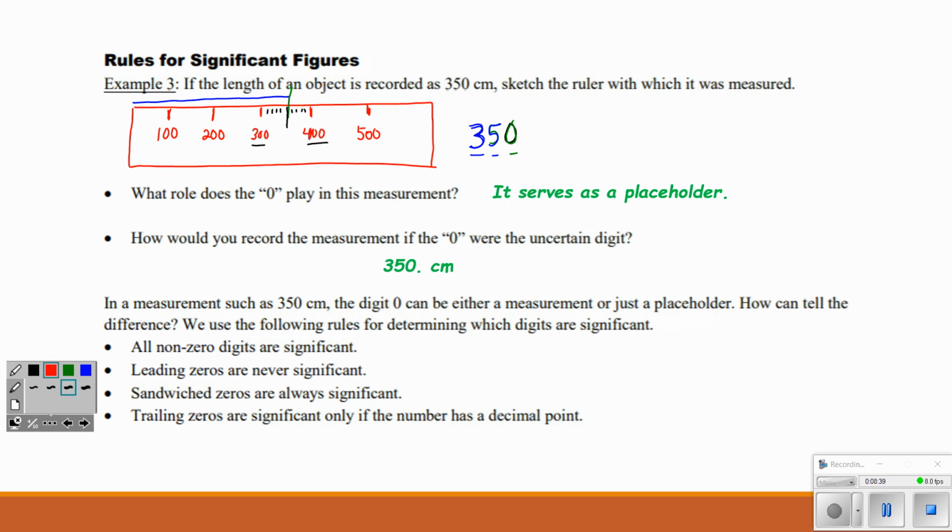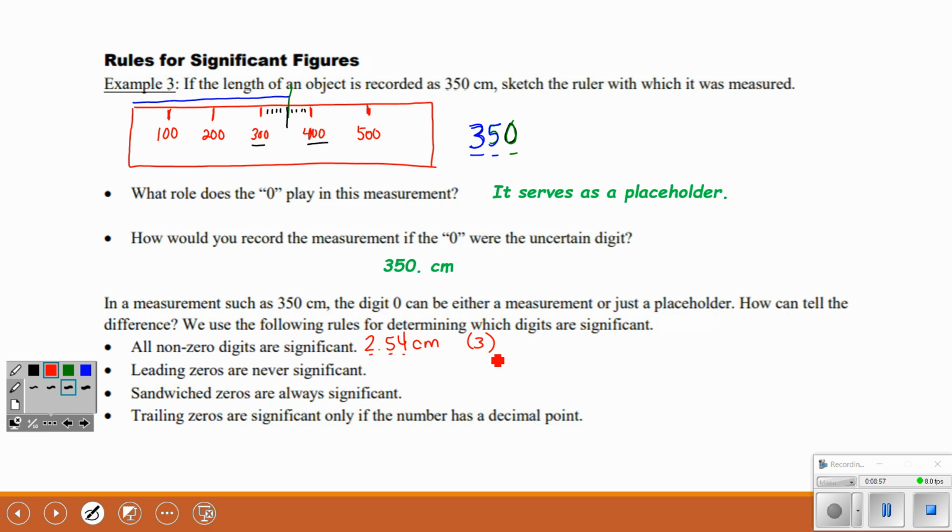All non-zero digits are always going to be considered significant. So let's say, for example, if we have a measurement that reads 2.54 centimeters, then every single one of these is significant. So we would say that this measurement has 3 significant figures.